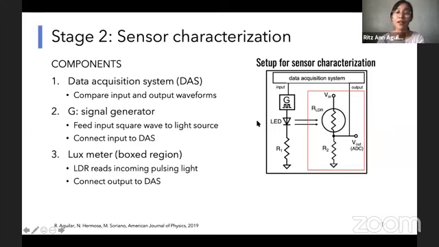So for this part here, what we want to do is to compare the input signal coming from the square waves or from the function generator, and then compare that with the output that's detected by your light dependent resistor. So again, this one is a square wave. Now, because LDRs have a slow response, what we expect to see is not a square wave, but a modulated square wave actually.